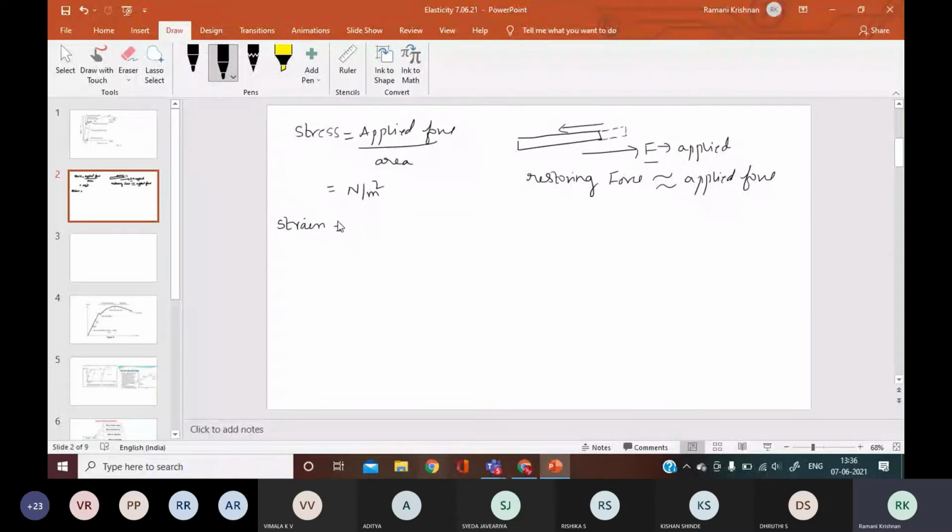So what is strain? Whenever we apply force, there is a change in dimension. It may be in length, in area, in volume, or in the angle also. So strain is defined as change in dimension to the original dimension. And what is the unit for strain? Strain has no unit. It is unitless.